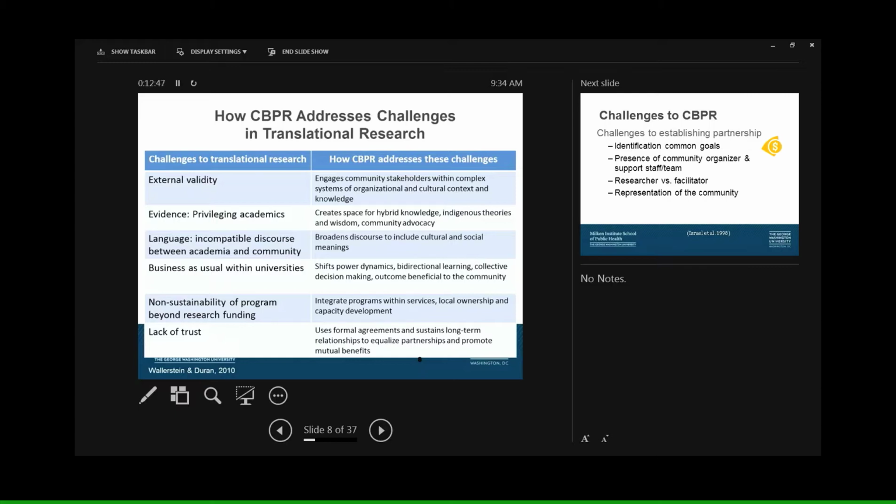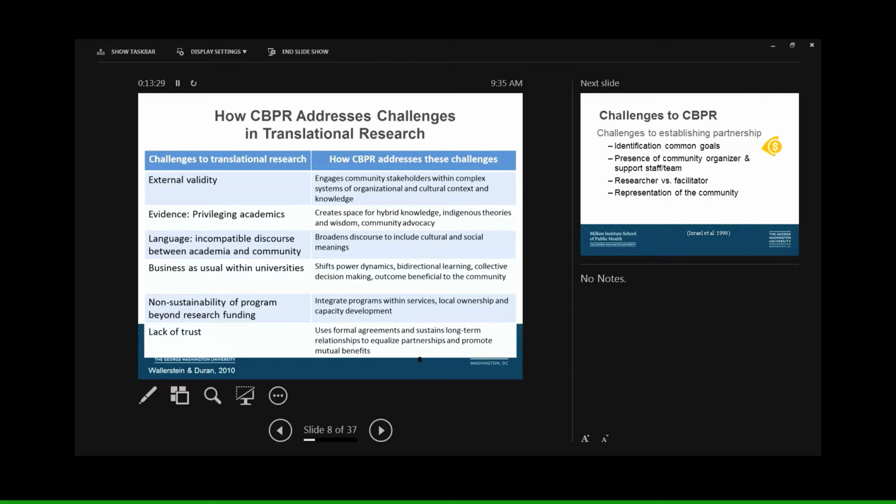And the issue of lack of trust. Lack of trust is always going to be an issue where researchers are concerned. In textbook CBPR, the ideal, what we strive for, is that we use formal agreements and we sustain long-term relationships. That can also be a challenge, because we have a specific timeline, especially if we have funds, and if we have not created those partnerships and those long-term relationships, we might not be able to actually do a very good CBPR type of work. And we will end up with a hybrid of CBPR, but there are issues of lack of trust.